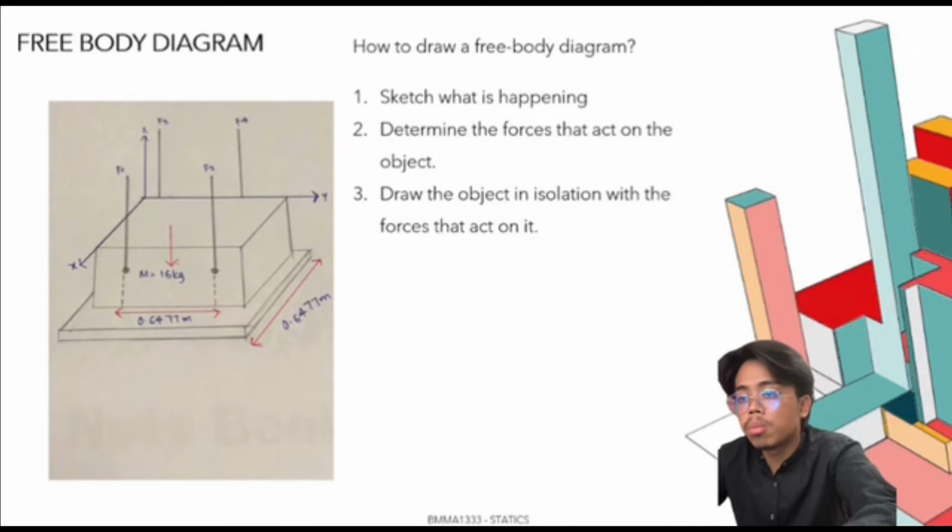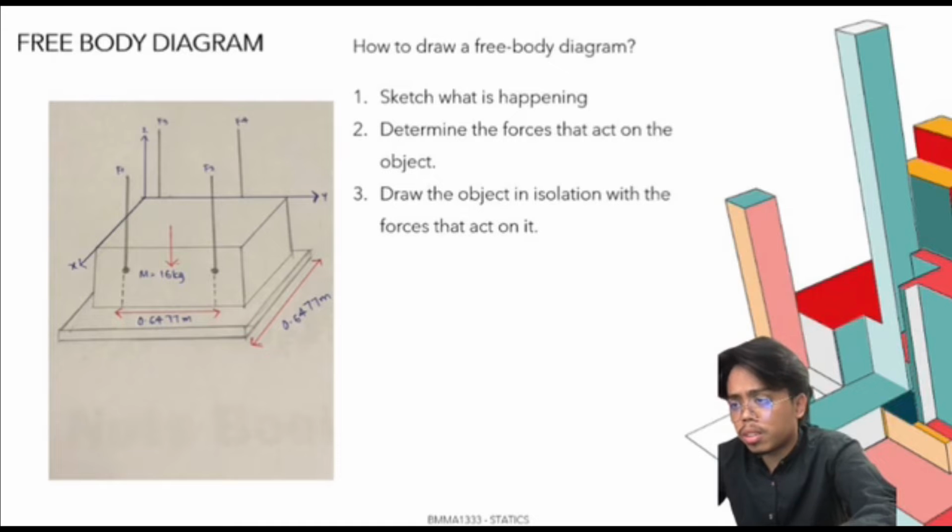And then lastly, draw the object in isolation with the forces that act on it. So we draw the isolation like this picture. We draw the shape first, then we analyze and label the forces like the picture appears. The weight and the measurement of the ceiling mounted cassette were given, and we also did some research from other sources. So we can see in the picture they have four holders, which are force 1, force 2, force 3, and force 4.